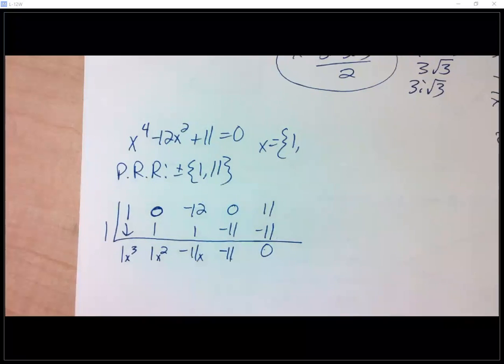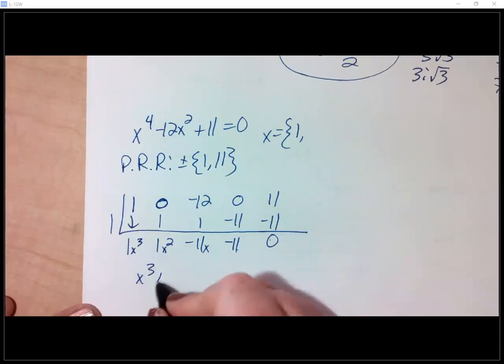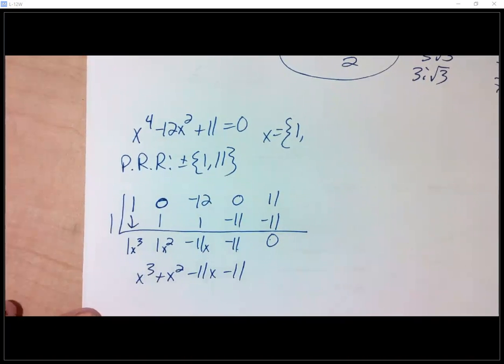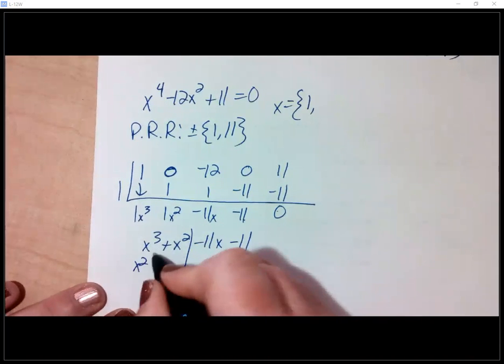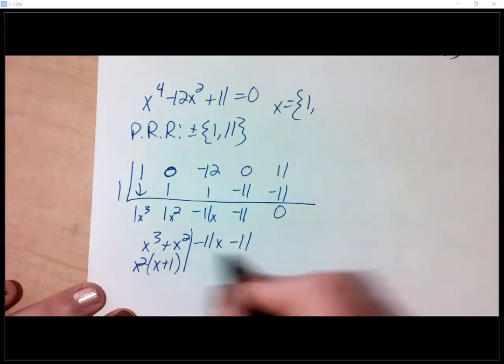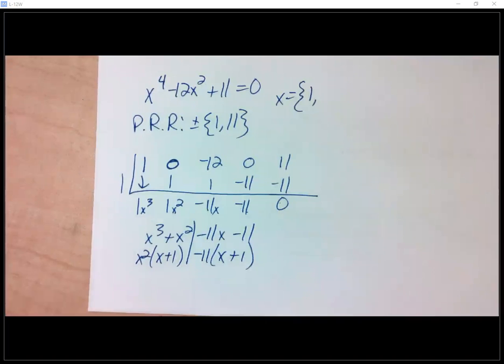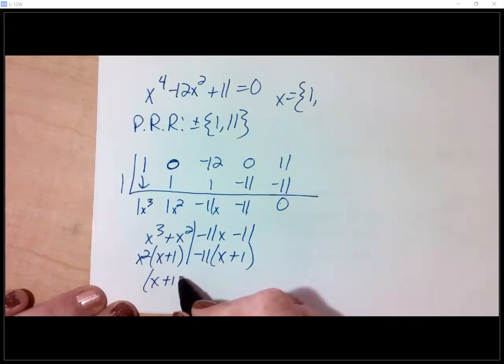Oh, I think you can factor by grouping. Let's do that. I have this 4-term polynomial, right? Let's split in half. From this side, I can take out an x squared. I'm left with x plus 1. From this side, I can take out a negative 11. I'm left with x plus 1. Yay! So one of my factors is x plus 1. The other one is x squared minus 11.